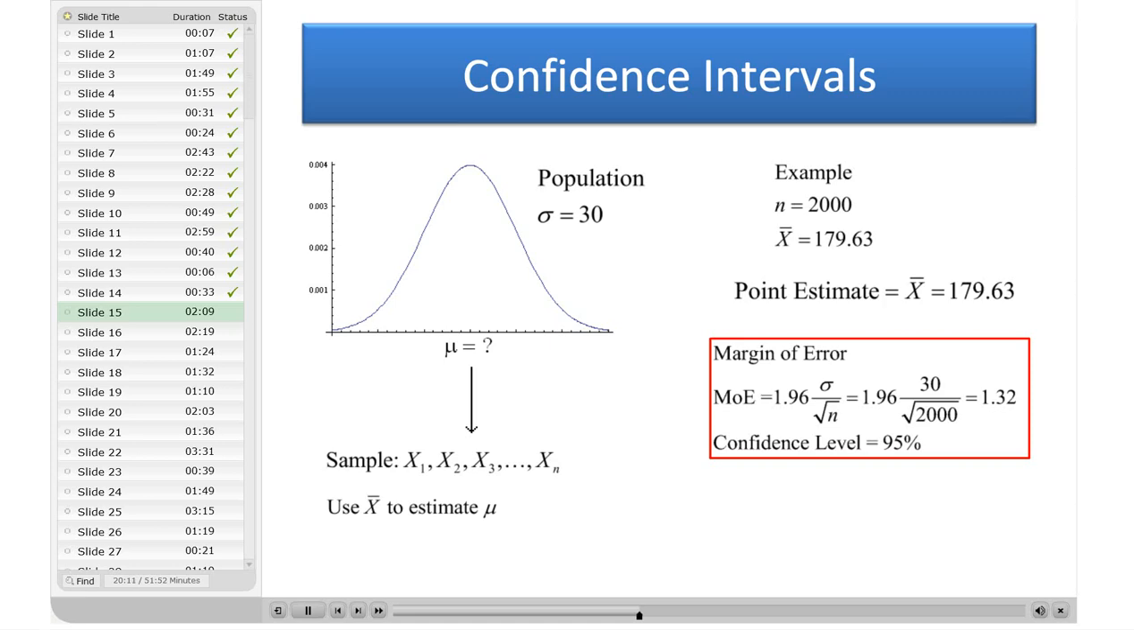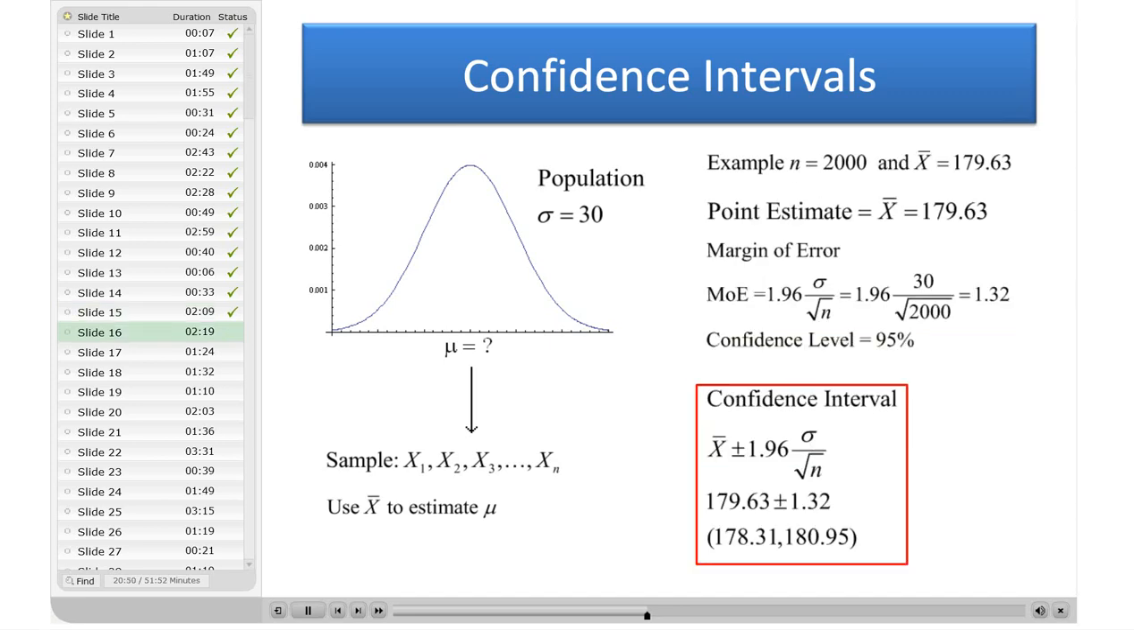Now you'll recognize that sigma divided by the square root of n is actually the formula that we used for standard error on the previous slide. So what this is actually saying is that to get your margin of error, you just take your standard error and multiply it by 1.96. To complete the calculation here, we have 1.96 times 30 divided by the square root of 2000, and so we get a margin of error of 1.32. And we have a confidence level associated to this of 95%. To see what this means, we need to turn to the concept of what a confidence interval is, and we'll see that next.